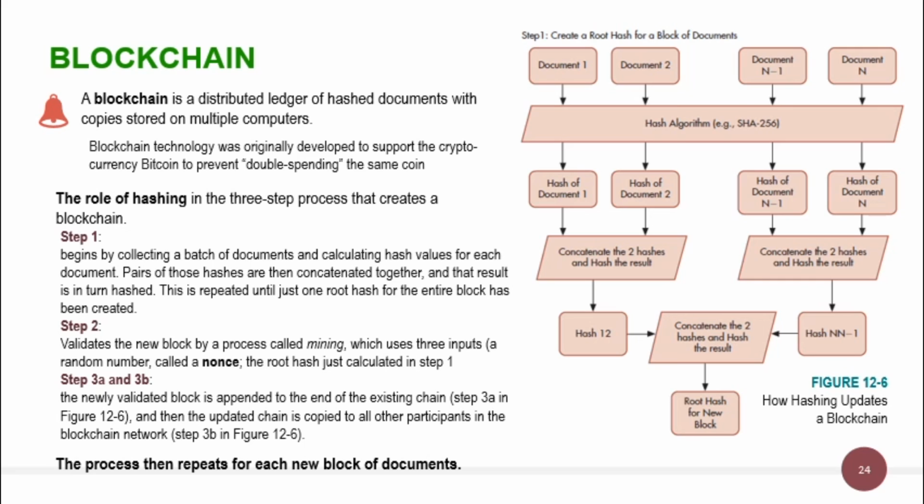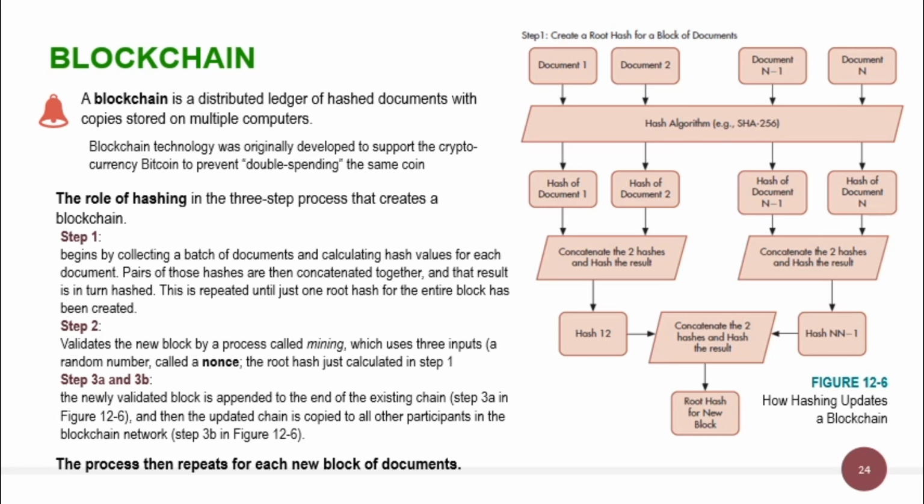So step 1 is here, creating a root hash for a block of documents. So the block of documents will have the same hash. This is the hash algorithm for documents 1, 2, 3, 4, and then concatenating two hashes and hashing the result. This is concatenating 2 hashes and hashing the result.